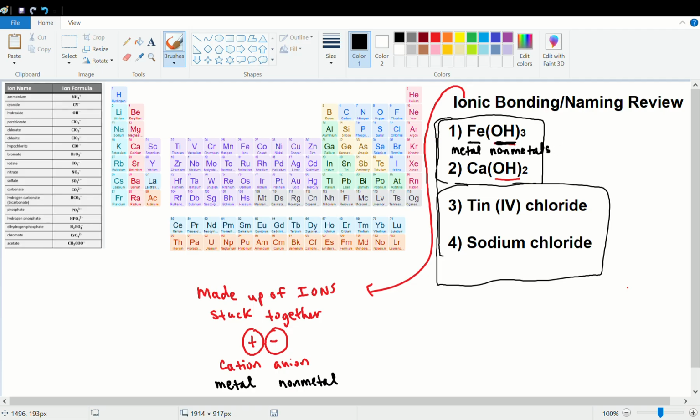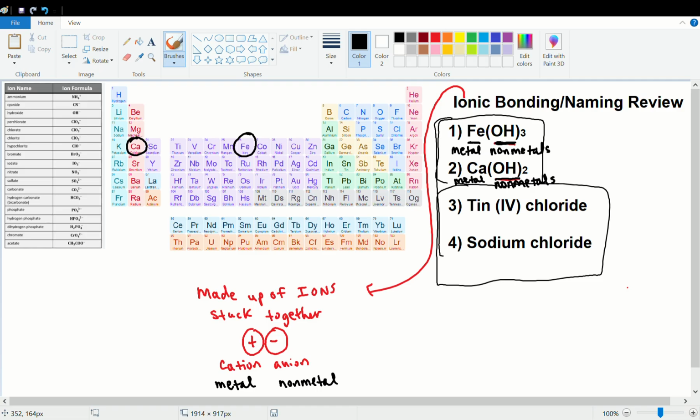The first thing that I want you to notice is that iron is right here on the periodic table. The only difference between number 1 and number 2, because calcium is also a metal, and it's bonded to a group of nonmetals, which is the OH, is that iron is in the middle of the periodic table, whereas calcium is over here.